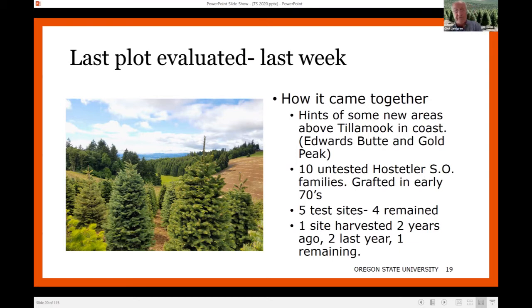We started with 5 test sites. One of them succumbed to Phytophthora ramorum root rot. So these are on different sites. One site was harvested 2 years ago, so we did the evaluation 2 years ago. 2 other sites were evaluated last year. And the last remaining site we just finished again last week. So there's a wide range in when these sites were ready to be harvested and how quickly they grew in different areas.